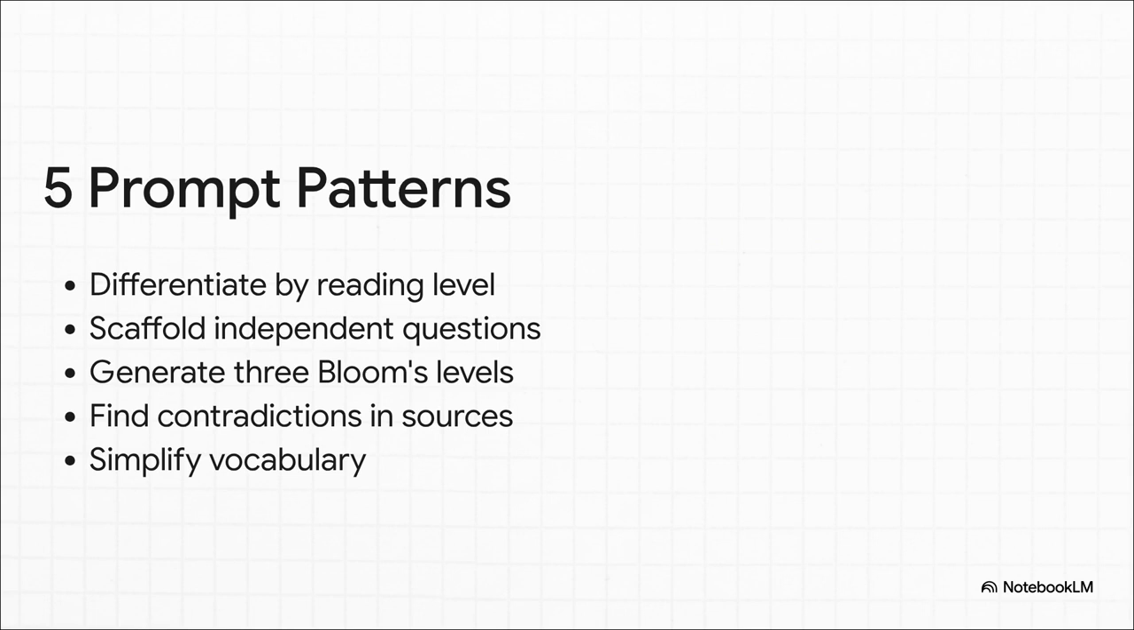You can differentiate a text 3 ways, scaffold independent questions, generate different Bloom's levels, hunt for source contradictions, or simplify the vocabulary. But here's the real secret sauce. You always have to specify the exact source, the specific grade band, and a tight constraint. If you don't box the AI in, it's just going to give you generic fluff.